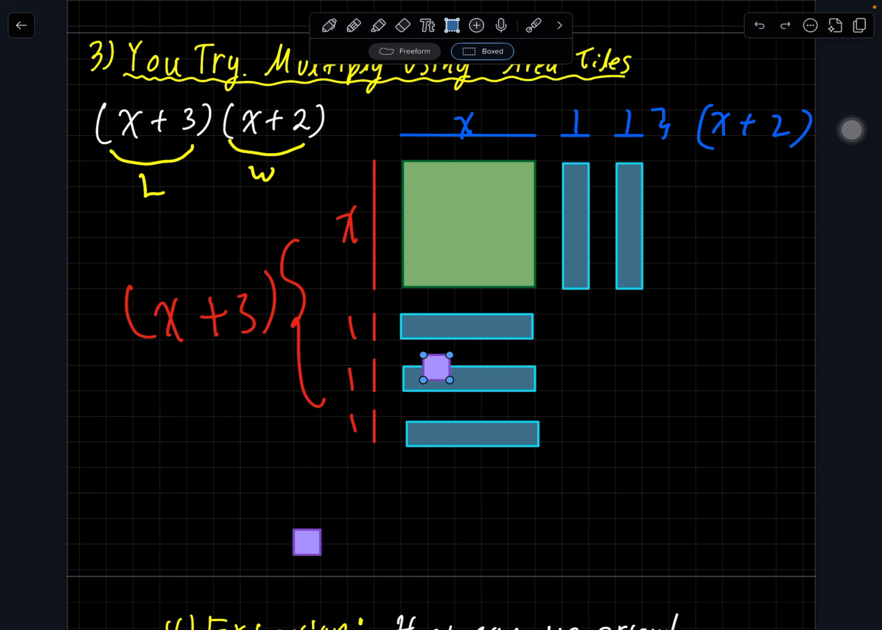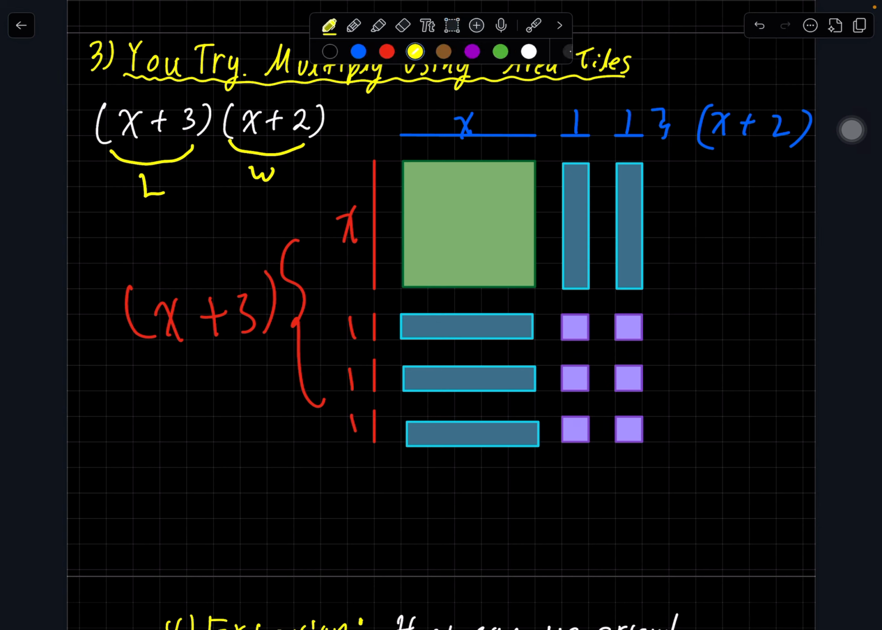So we have 1 times 1, which is 1. We have 1 by 1, which is 1. We have one more 1 by 1, which is 1. Another 1 by 1, which is 1. And another 1 by 1, which is still 1. Finally, 1 by 1, which will be 1.